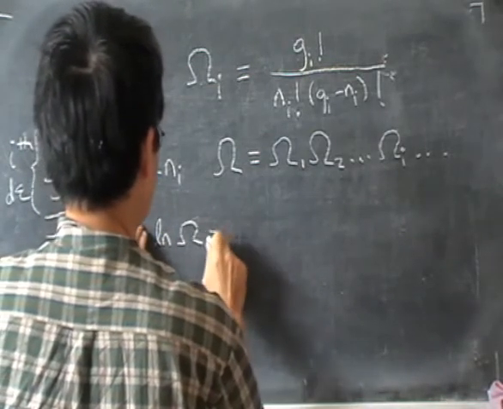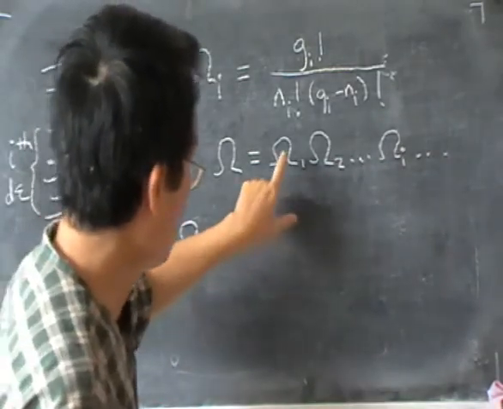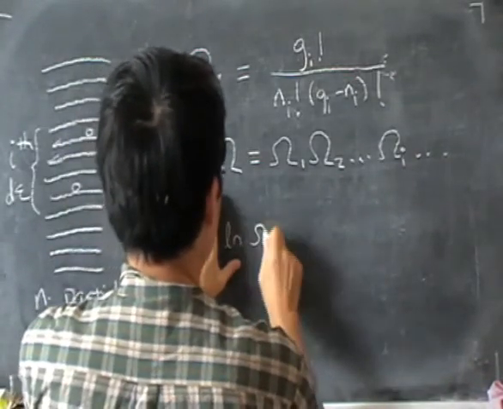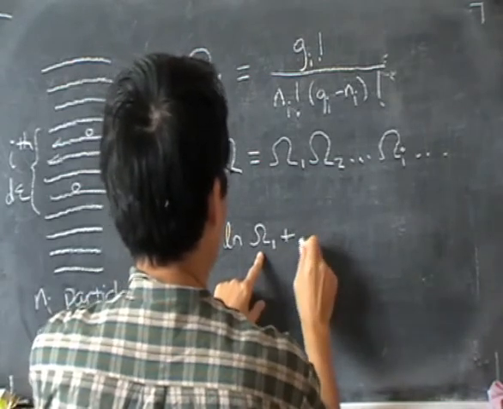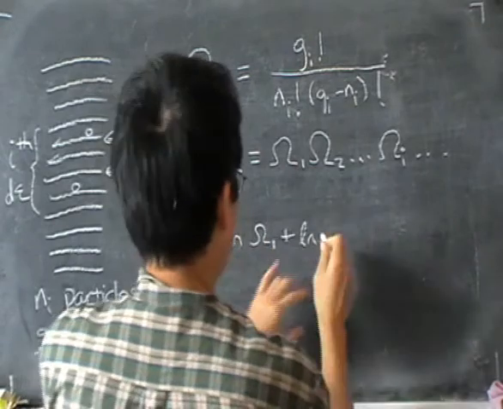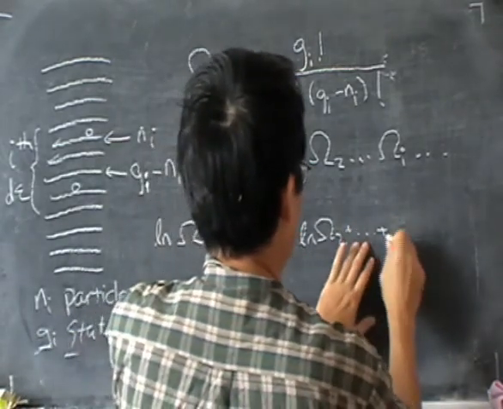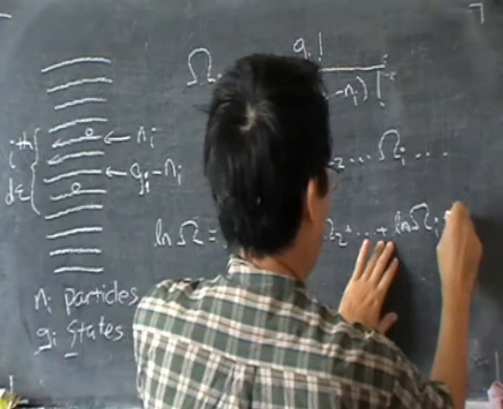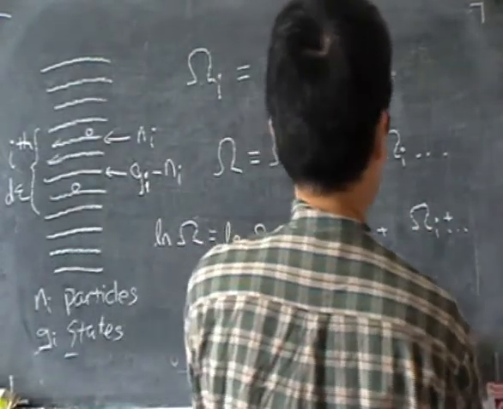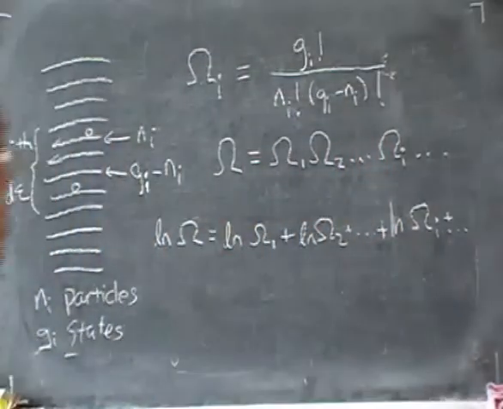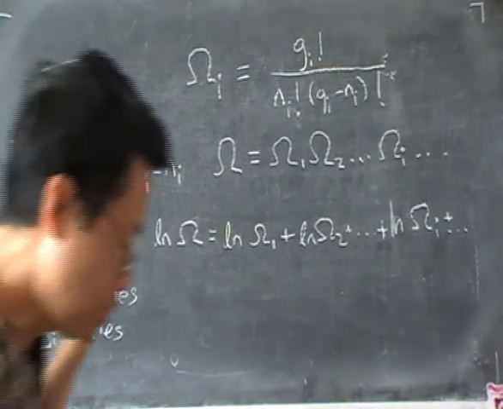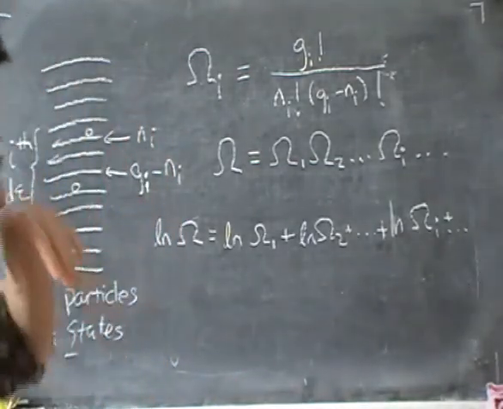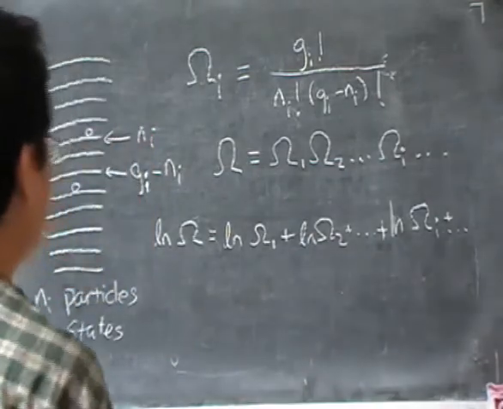Log omega would be, since omega is a product of omega 1, omega 2, and so on, when you take the log of that, it becomes the sum of the logs. So it is log omega 1 plus log omega 2 plus dot dot dot log omega i. And eventually somewhere along the line in the Lagrange multiplier method, we remember that we have to differentiate this expression. So I'll do that here.